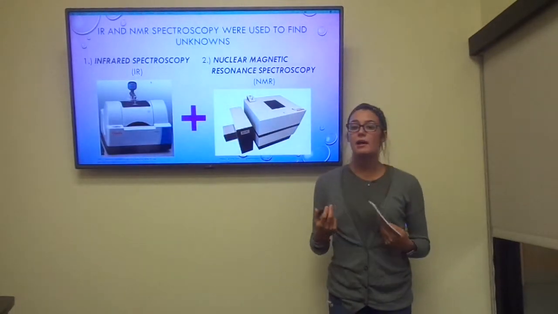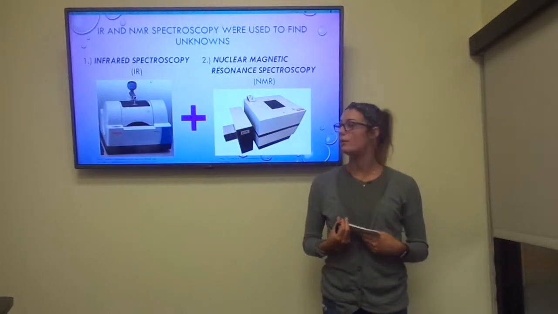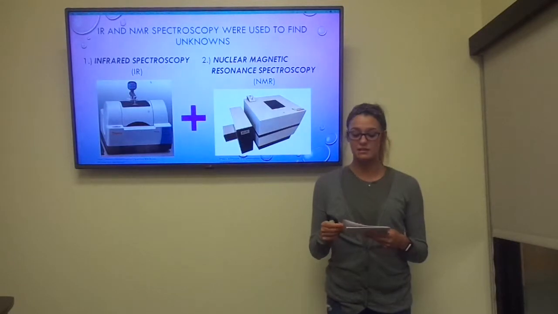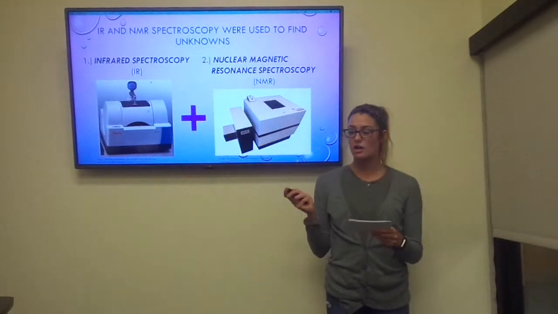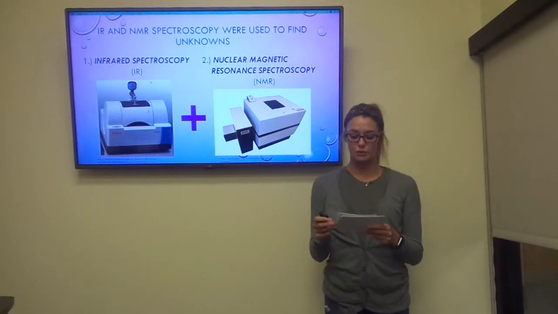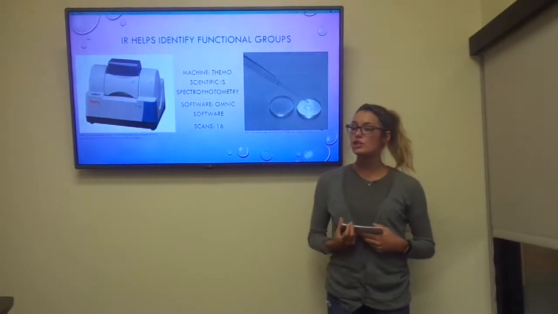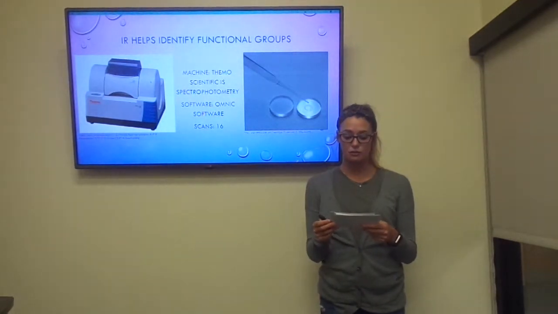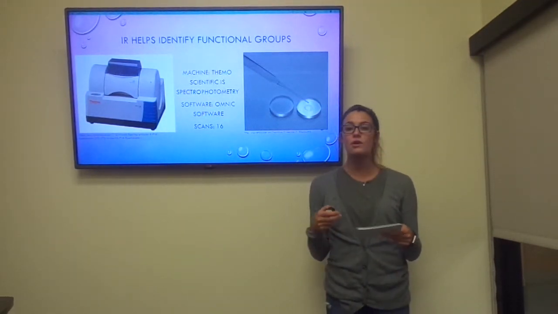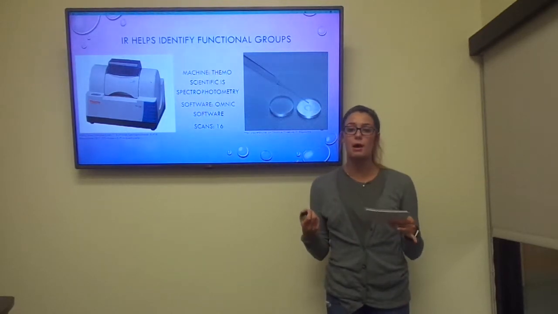So to identify the unknown chemical in my water sample, I used two spectroscopic techniques: infrared spectroscopy and nuclear magnetic resonance spectroscopy, IR and NMR for short. The first machine used was an IR. An IR spectrophotometer helps to identify functional groups present in the compound through corresponding peaks and through known compound values.